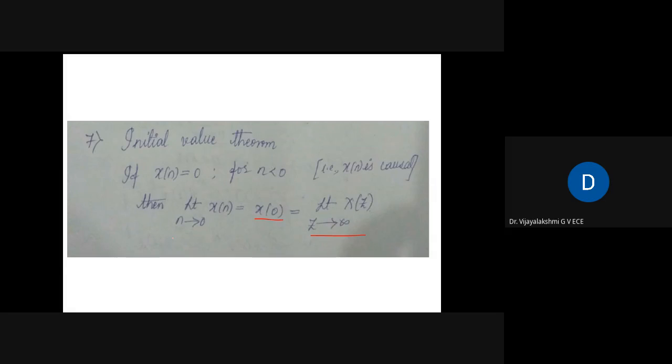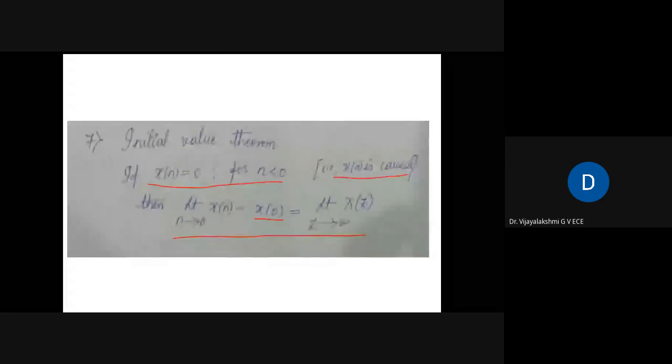Now what we are trying to say here is, if the given signal x of n is causal. Causal means what? It is defined only for n greater than or equal to 0. So you say here x of n is equal to 0 for n less than 0 means what? It is not defined for the negative values of n. It is defined only for the positive values of n. So your x of n is only defined this side. It is not defined here. It is 0.